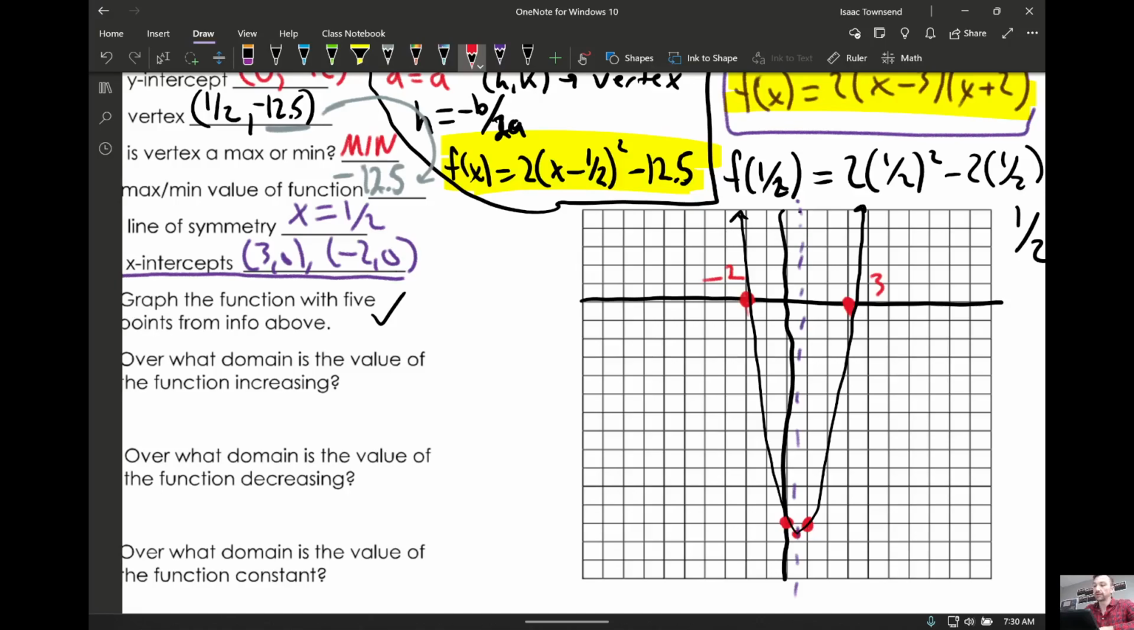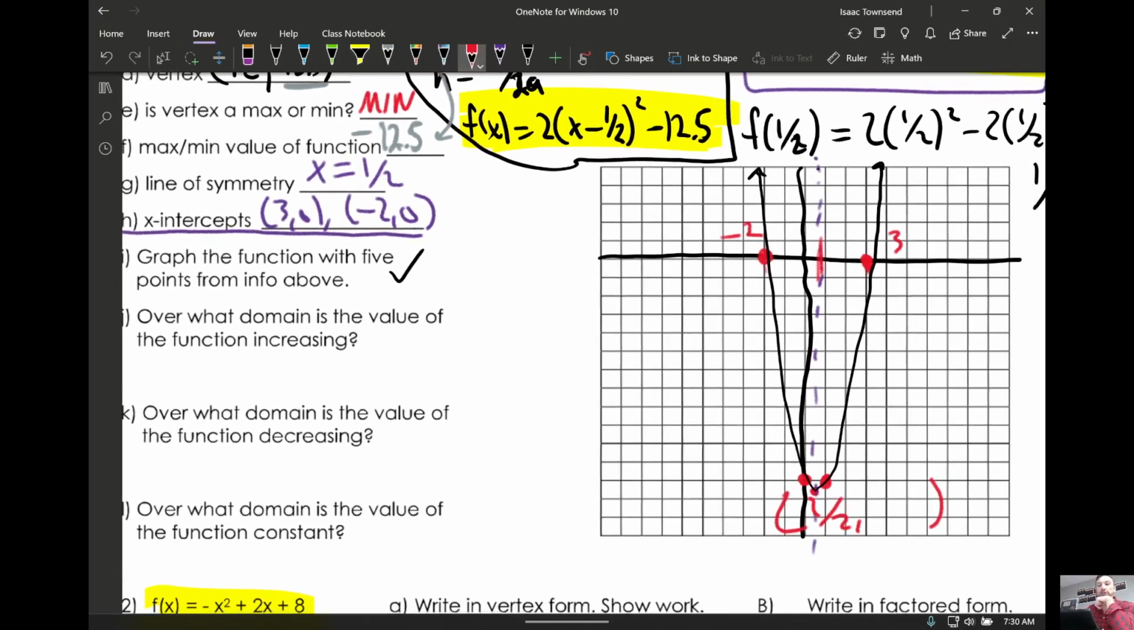Yeah, 1/2. 1/2 has got to be directly in the middle. So if you know the x-intercepts, the x value of the vertex has to be exactly the average of those two. It has to be in the middle. So you can do that instead of negative b over 2a as well.